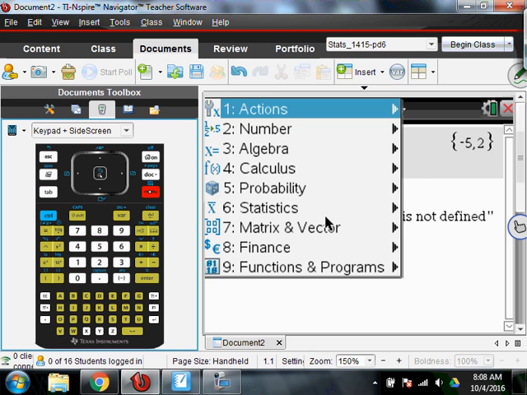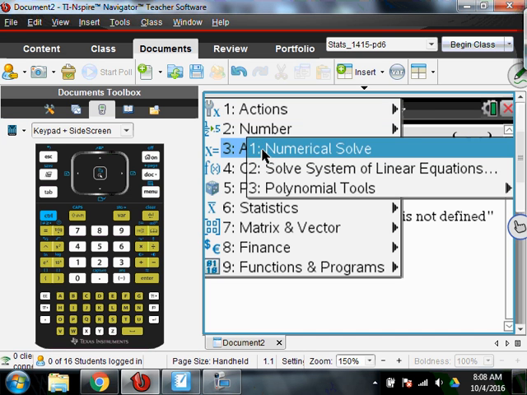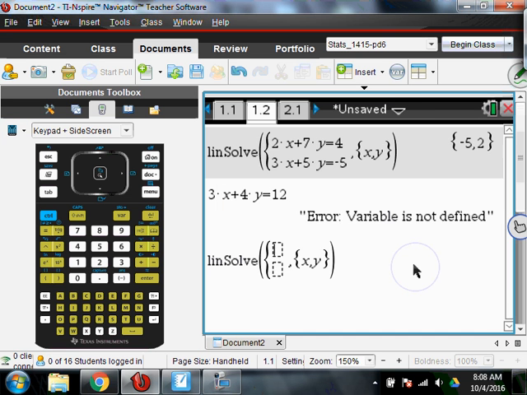So again, you got to go menu, algebra, solve systems. Okay, and then you got to enter your equations. We'll try another one real quick.